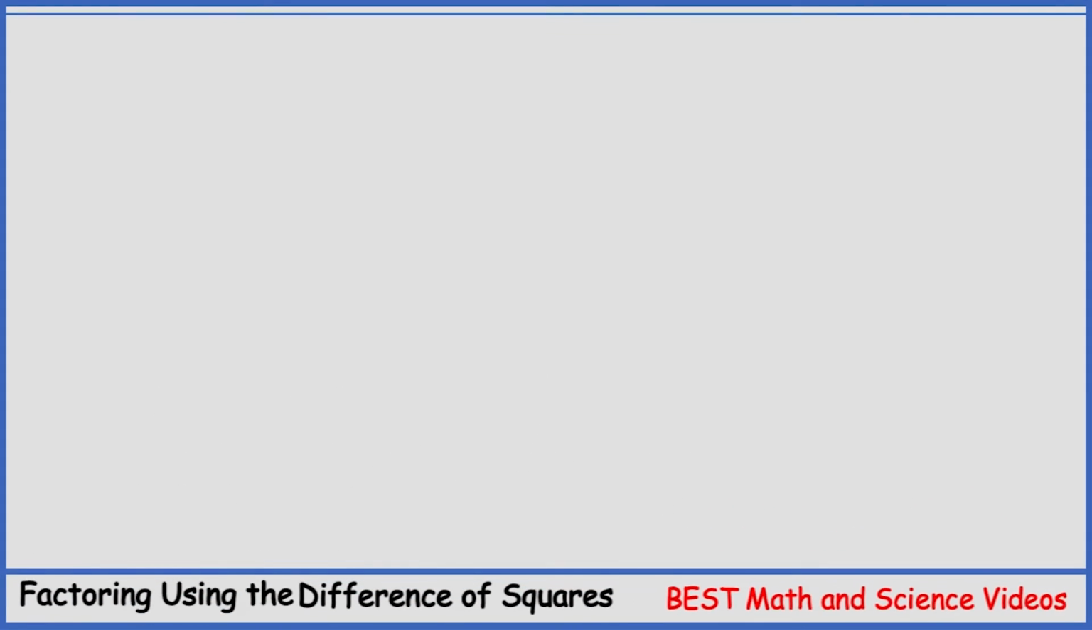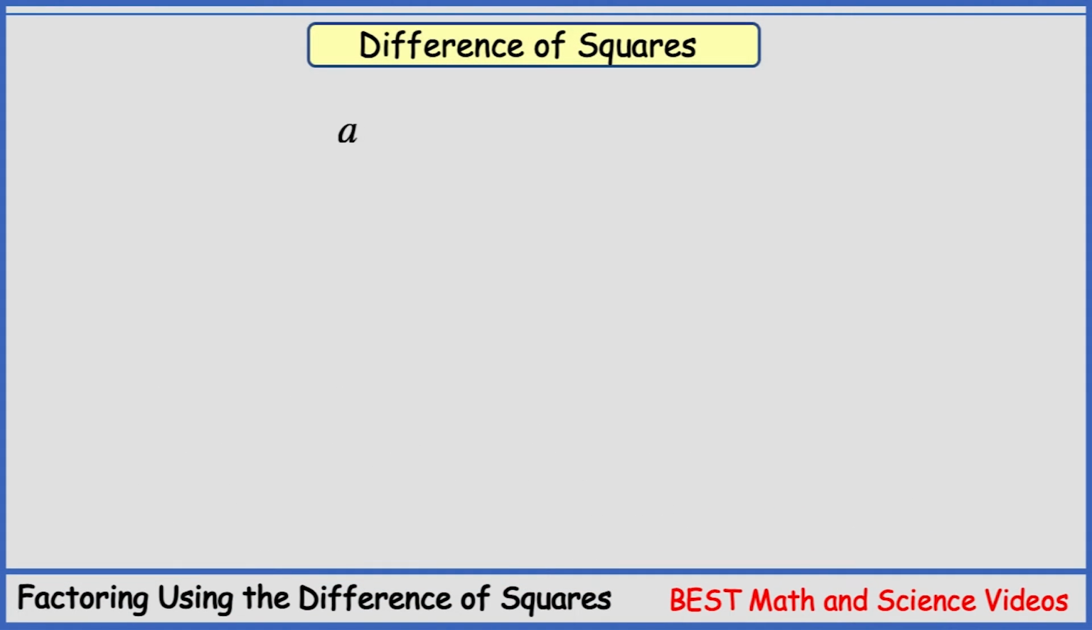The difference of squares means one squared term minus another squared term, a squared minus b squared. Factoring means writing it as a product of simpler expressions, a plus b times a minus b. Let's look at how this works.